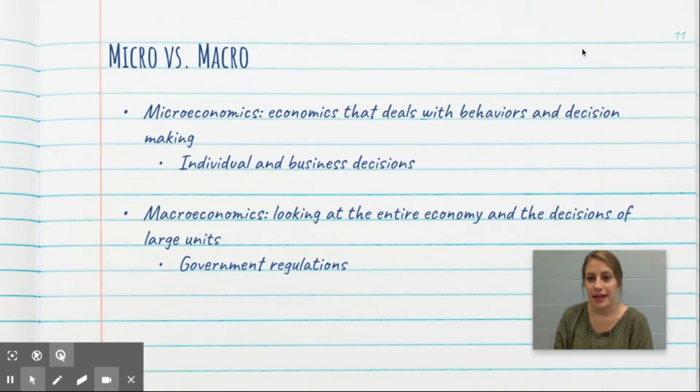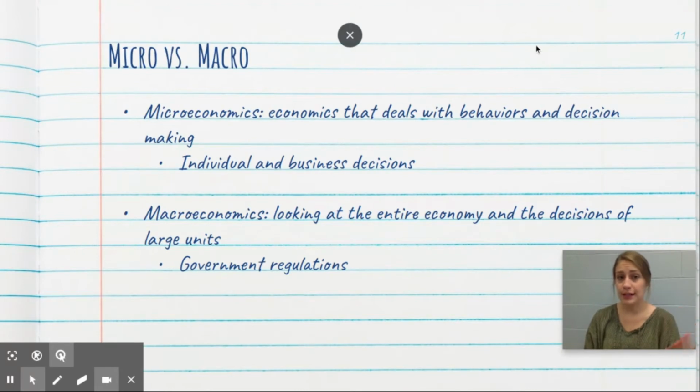So two of the major units that we will be studying are micro and macroeconomics. Micro is small, macro is large. Microeconomics is economics that deals with behaviors and decision making on a smaller level. So these are individual and business decisions, whereas macroeconomics is looking at the entire economy and the decisions of larger units like the government. Macroeconomics are those things that you hear on the news about laws and regulations that are going into play.